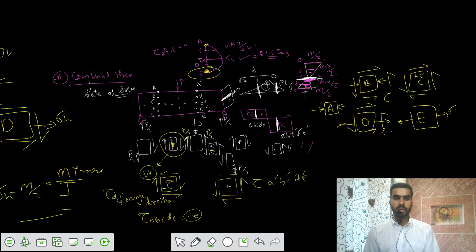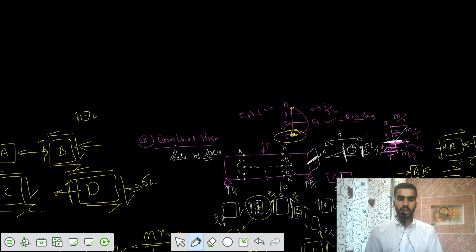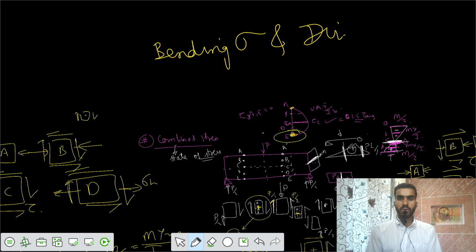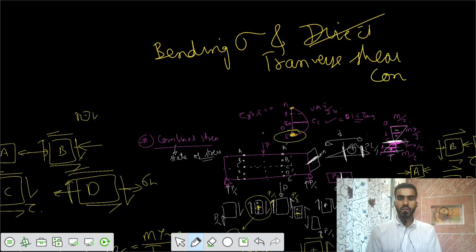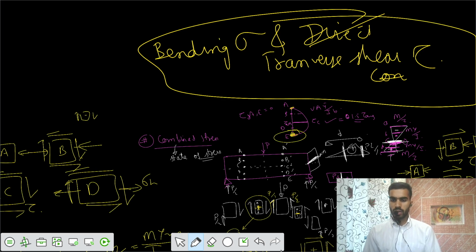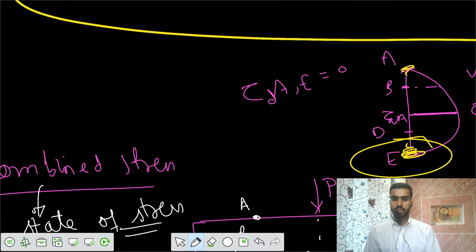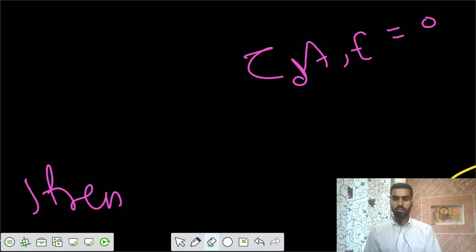The name for this topic was bending stress and direct, or transverse, shear stress. This was the combination of those shear stresses. Now we are going to take one problem for this kind of combined stresses.